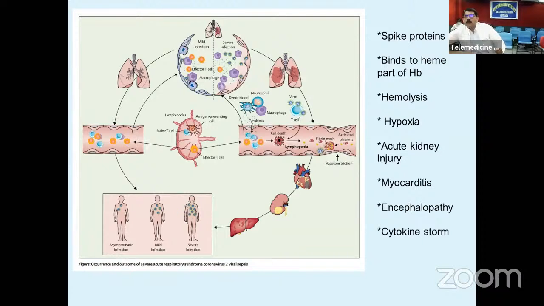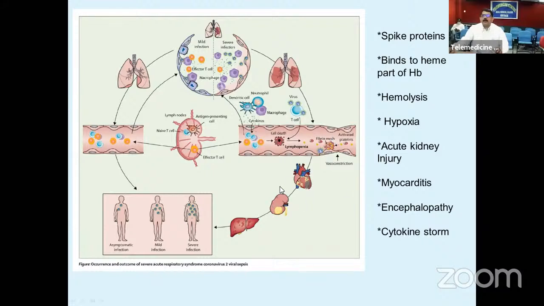What I have shown you here is the mild infection and severe infection. You see the effector cells, the macrophages, and how they react. In the mild infection, usually they come to the pneumocyte and there occurs less viremia. In severe infection, this goes to the circulation. There occurs lymphopenia and the cytokine surge takes place. There occurs a fibrin mesh, activated platelets, and there occurs DIC. And with this DIC, there occurs clotting in all the arteries around, starting from the lung to the different organs.